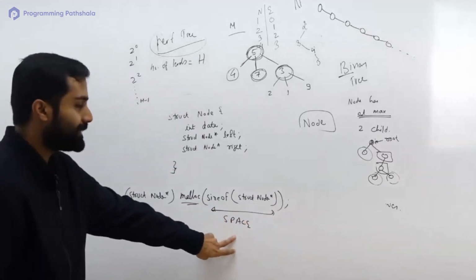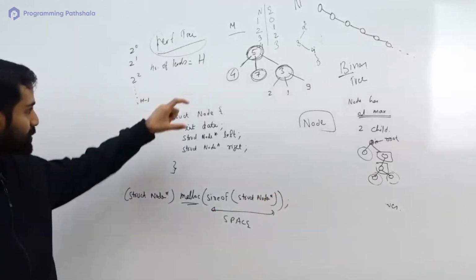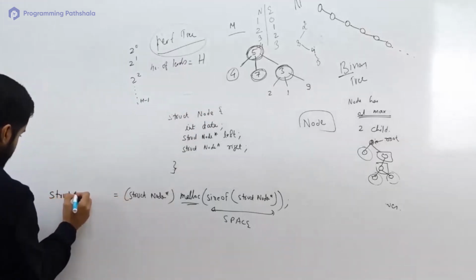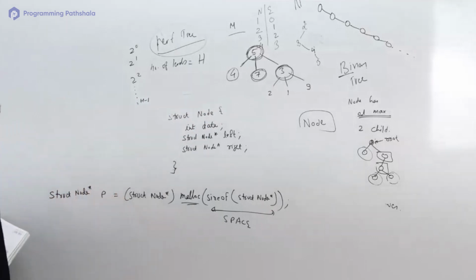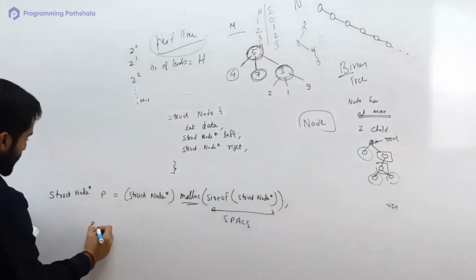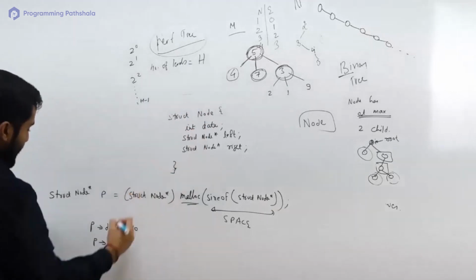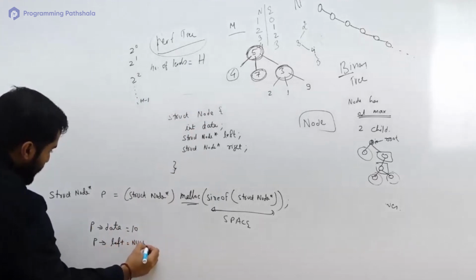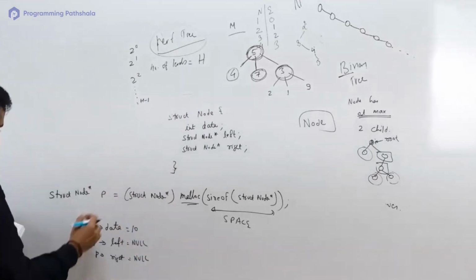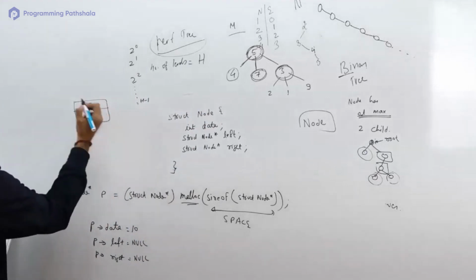Whenever you call malloc, it returns you a generic pointer. Now you need to typecast it, saying that this pointer is actually of the type struct node, and then you can store it in some struct node star p. Once you have this p, you can use arrow operators and assign something to it. So you can do p arrow data equals 10, p arrow left equals null, and p arrow right also equals null. This simply means you have created a node where data is 10 and its left pointer and right pointer are both null.